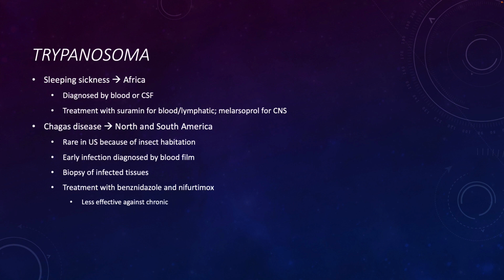The early infection can be diagnosed by a blood film. You would see the trypanosomes in the blood. You can also do a biopsy of infected tissue and look for those intracellular forms in the infected tissue. There are a couple of treatments available that are more effective during the early stages of infection.